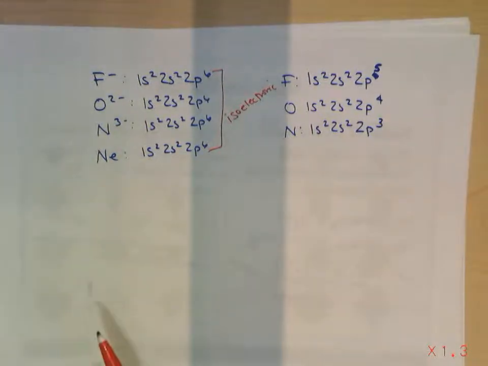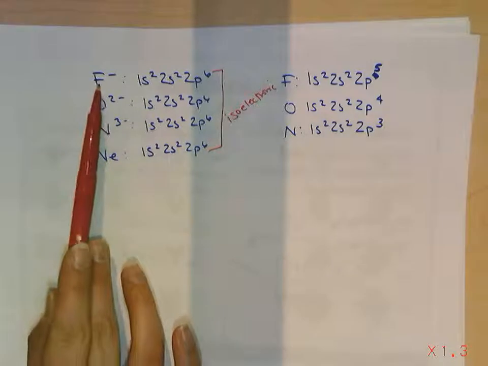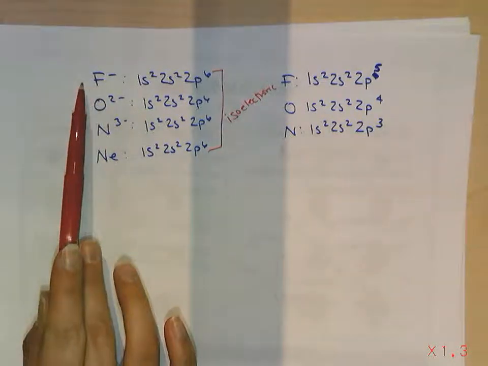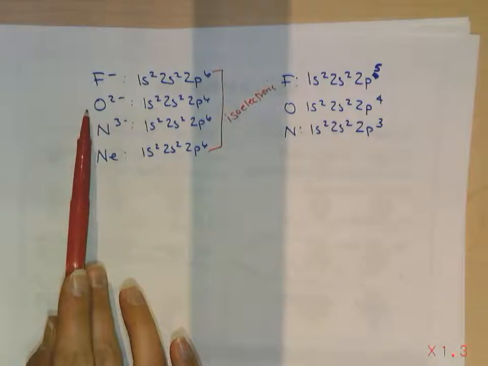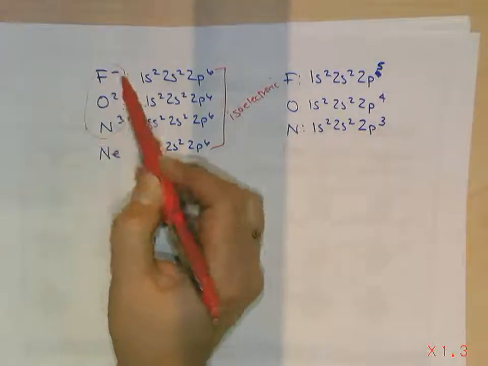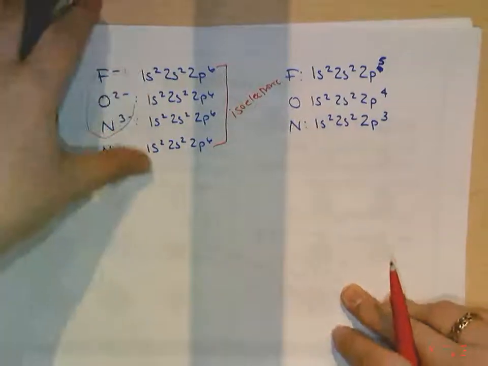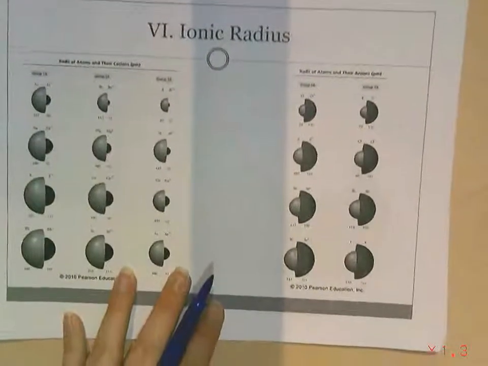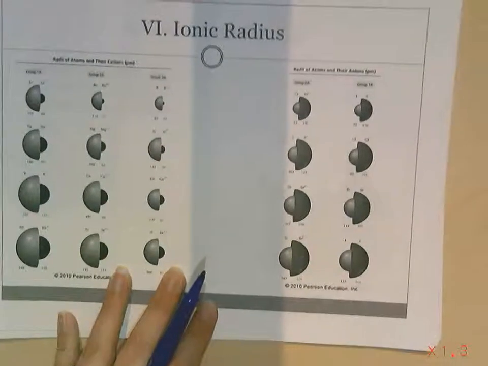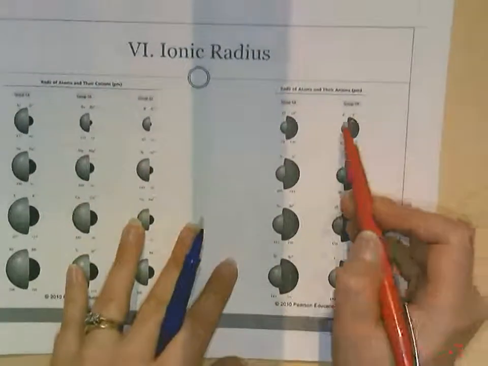What do we expect to happen to the radius going from fluorine to fluorine minus? Get bigger, get smaller? Bigger. What about oxygen to oxygen 2 minus, nitrogen to nitrogen 3 minus? Bigger. Which one of these three should be the biggest? The nitrogen should be the biggest because it has gained the most electrons. So the book only has fluorine and oxygen, but the trend is the same.